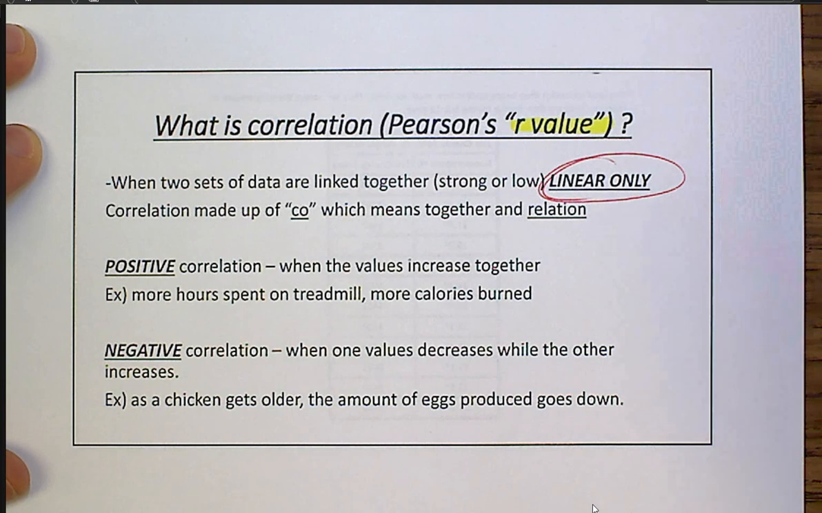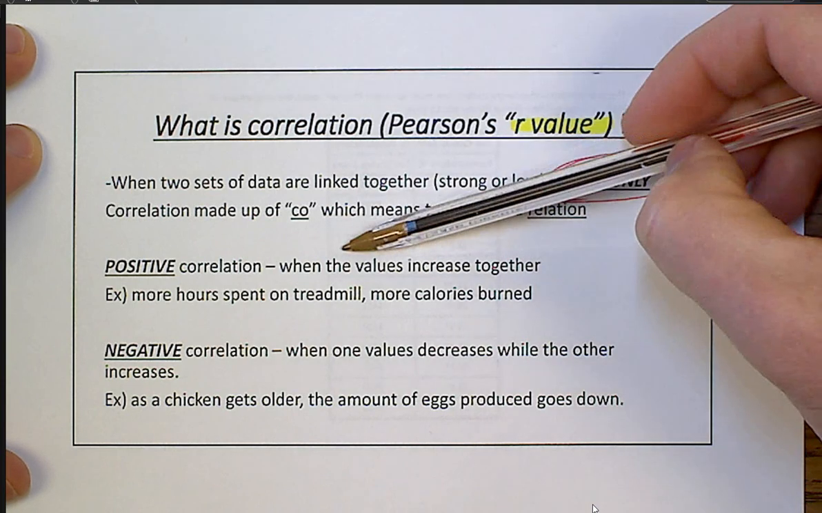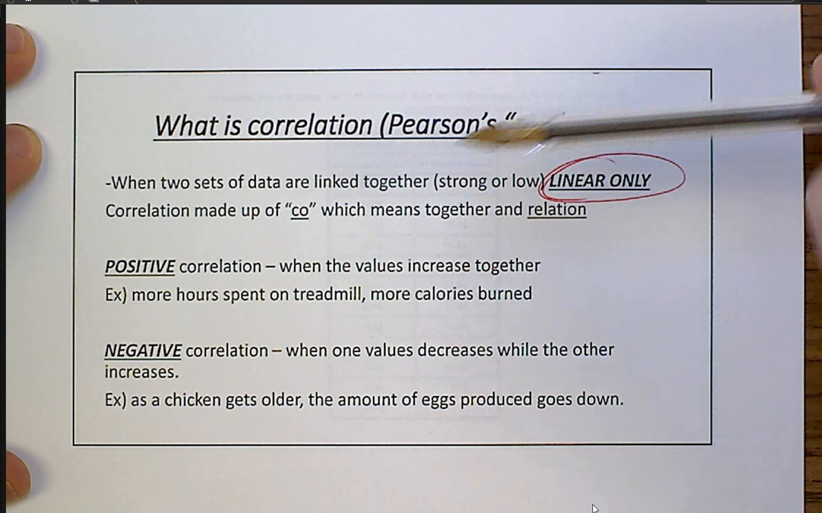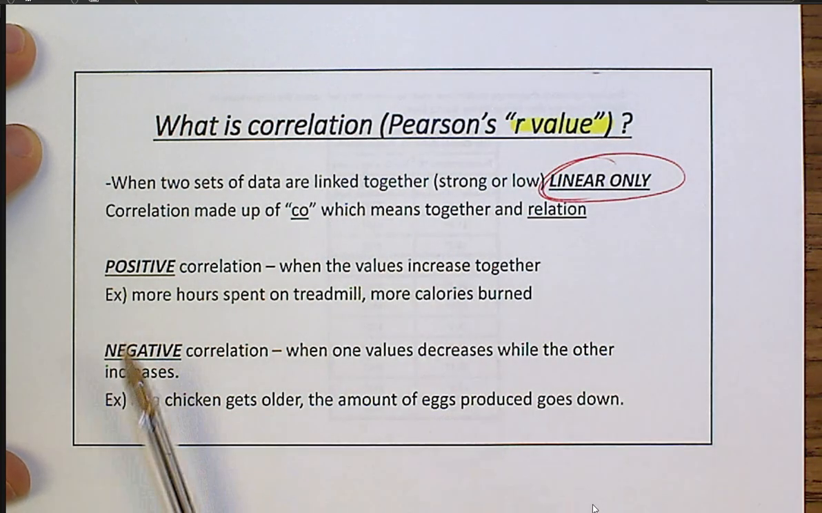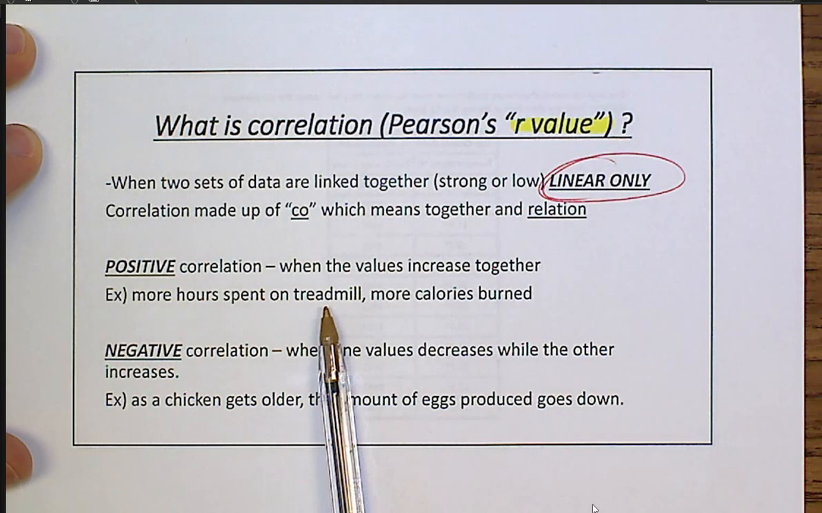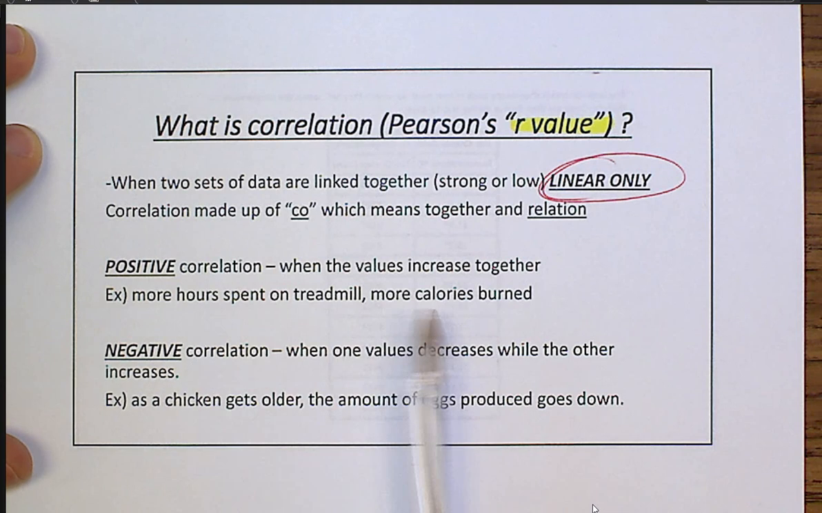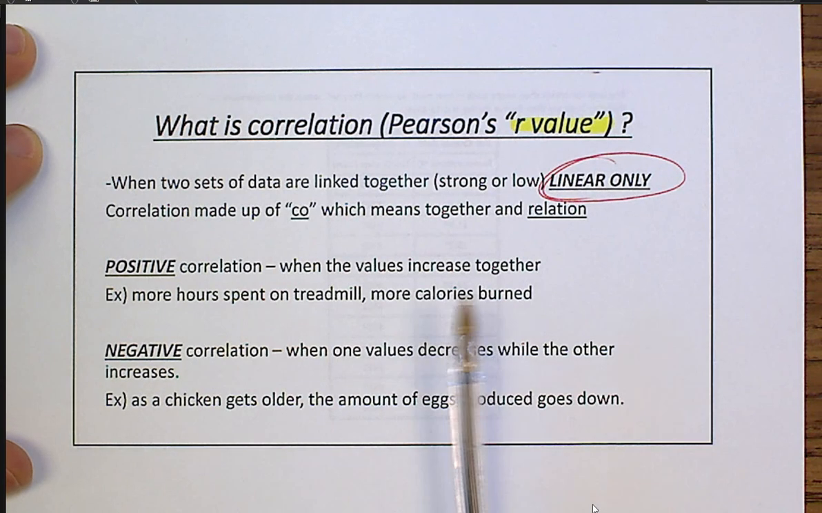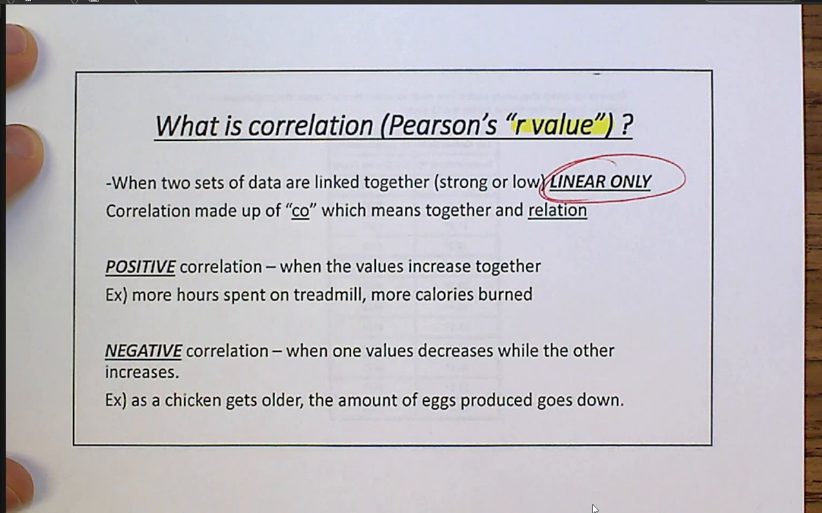A positive correlation is when the values increase together. So for example, the more hours you spend on the treadmill, so as your hours increase, the more calories you're going to burn. Those increase as well. Negative correlation is when one value decreases while the other increases. For example, as the chicken gets older, so as the age increases, the amount of eggs the chicken produces goes down. That would be an example of negative correlation.